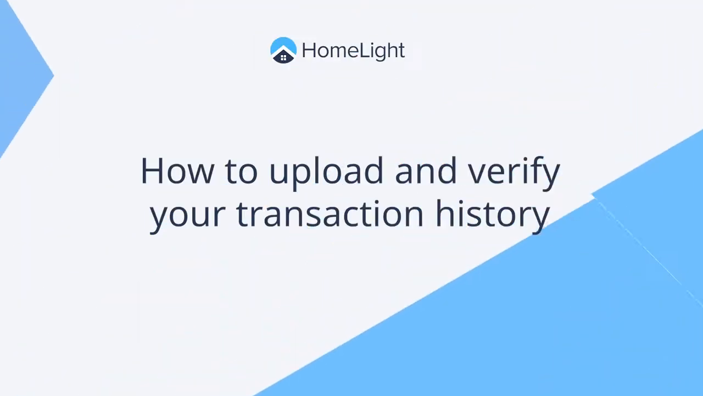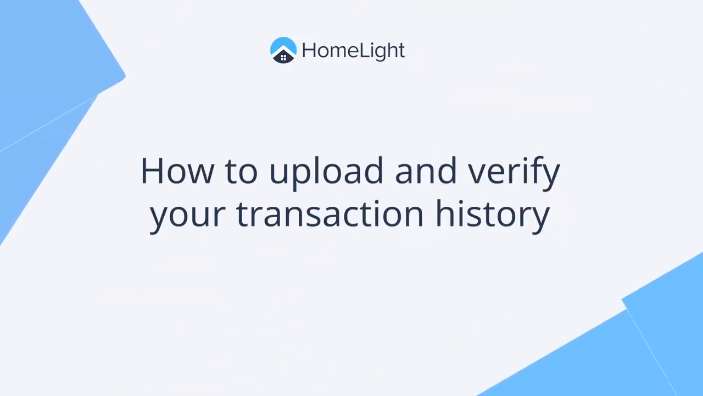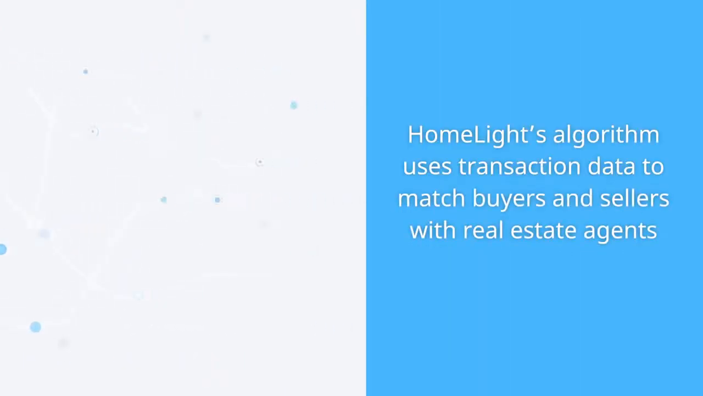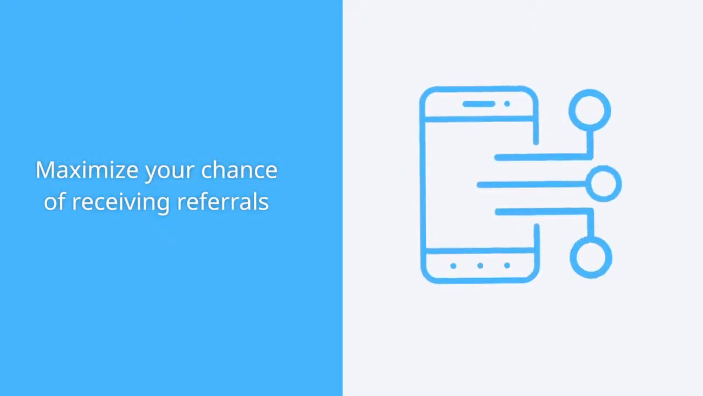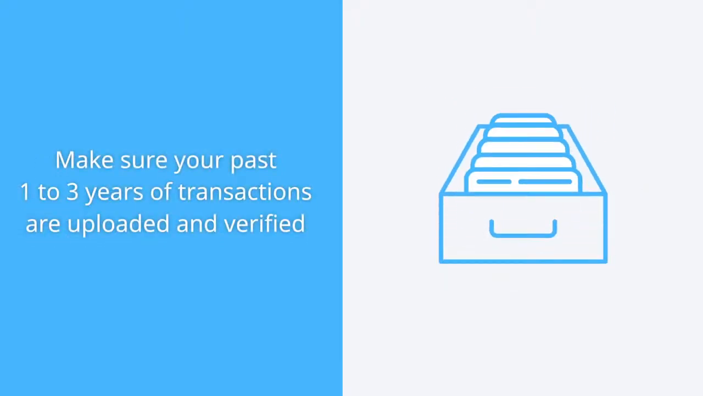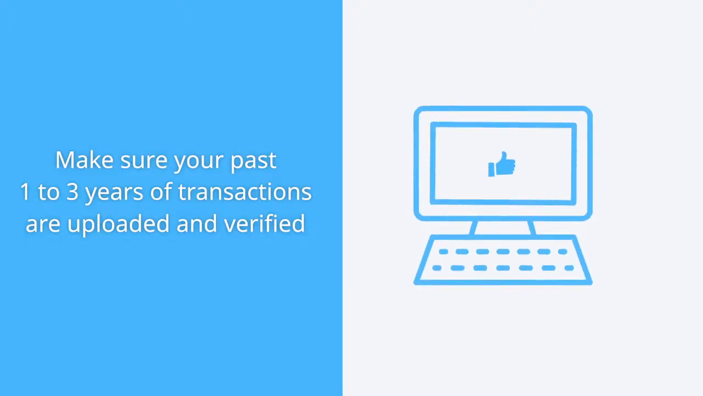In this video, we'll show you how to upload and verify your transaction history with Homelight. Homelight's algorithm uses transaction data to match buyers and sellers with real estate agents. To maximize your chances of receiving referrals, you will need to ensure that your past 1 to 3 years of transaction history is uploaded and verified.